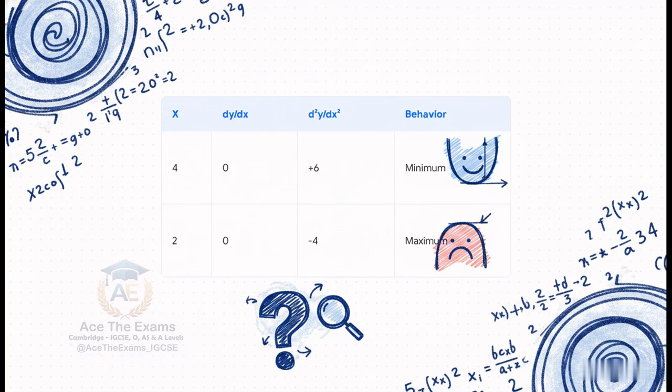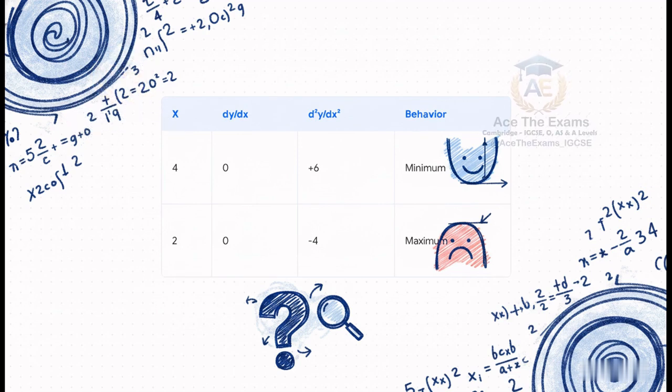We have x values, the signs of the first derivative, the exact values of the second derivative, and the curve behavior. Now notice exactly what happens when x equals 4. The first derivative is 0, the second derivative is +6. So what does this actually tell us? Well, according to the rules of the second derivative test, if the value is positive, meaning it's greater than 0, the curve is concave up. It literally resembles a smile. Therefore, the point at x equals 4 is a local minimum. Think about it. A smile dips down to a minimum point.